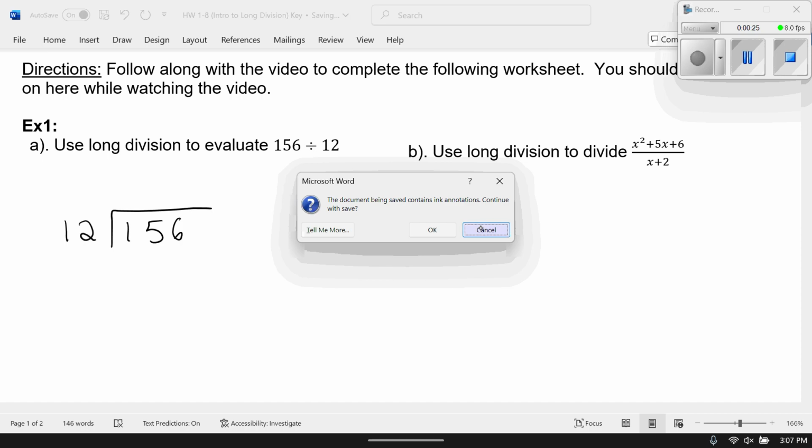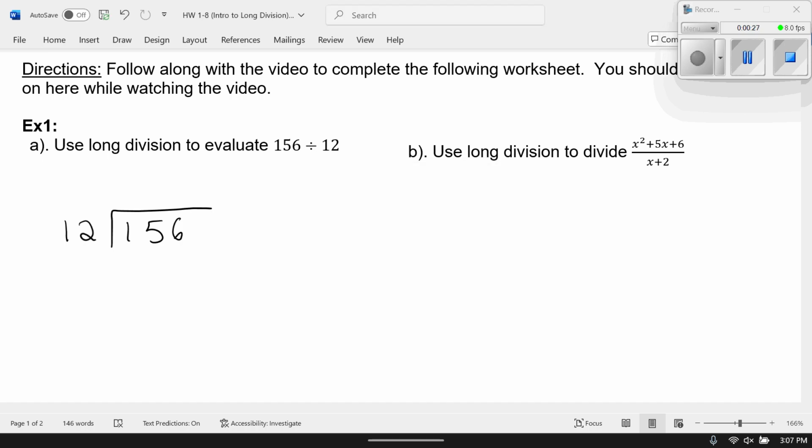Now, what you're going to ask yourself is, how many times does 12 go into 15? Well, 12 divides 15 one time. So I'm going to put a 1 up top. Now we do 1 times 12 gives you 12, and we put it on the bottom. With long division, we subtract, and we end up with 3. You now bring down the last digit, and you divide again.